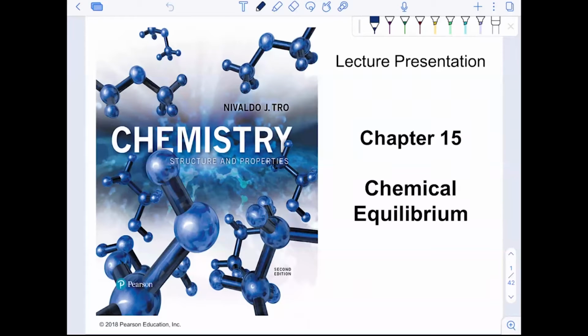Hello and welcome to chapter 15. We're going to talk a lot about chemical equilibrium in this chapter. We've presented this concept before, but now we're going to really dive into what an equilibrium means and how that reactivity affects our kinetics, our thermodynamics, and our overall reaction chemistry.